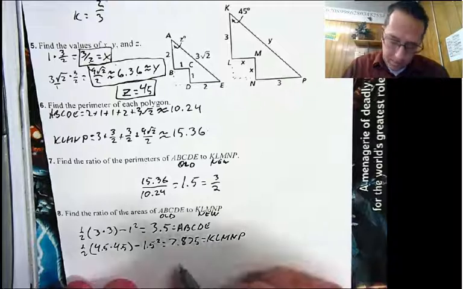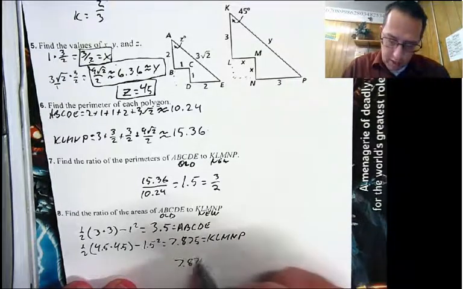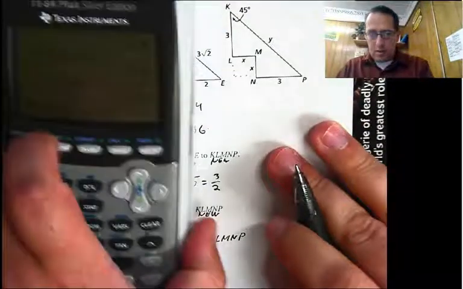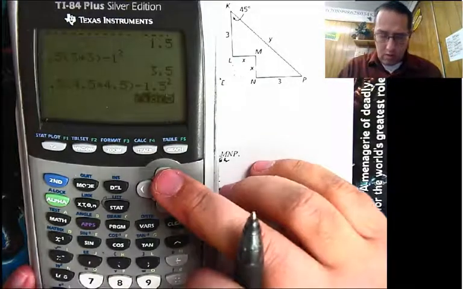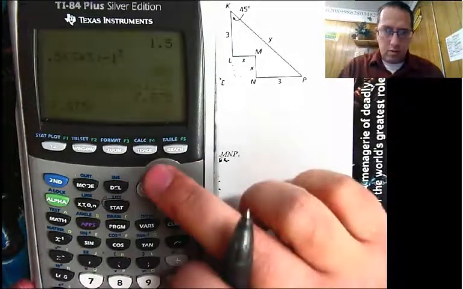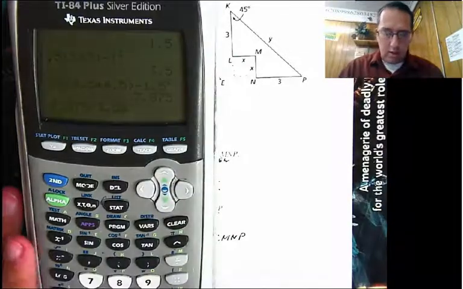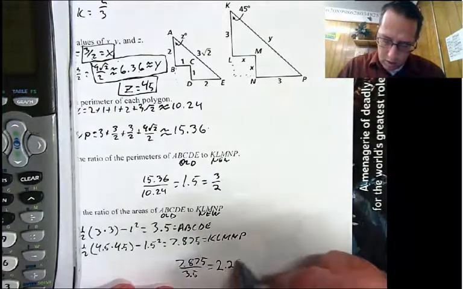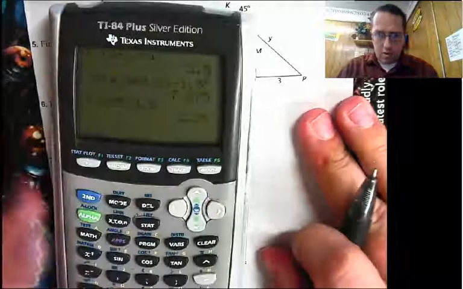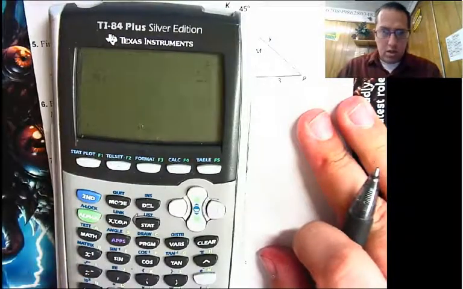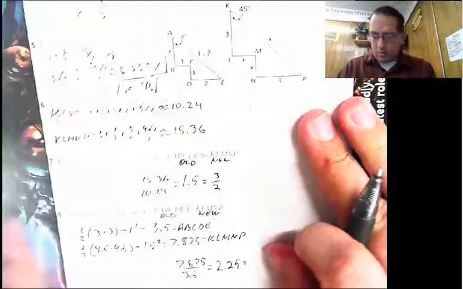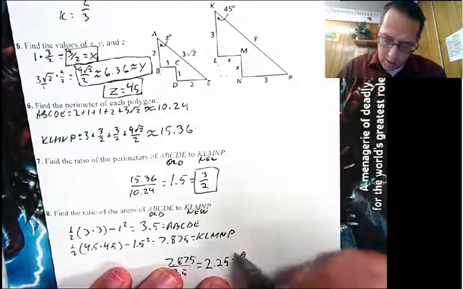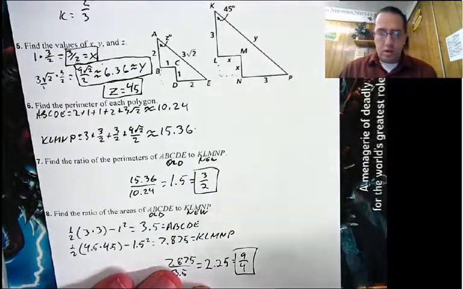Now let's put them in our ratio. New, 7.875 over old, which is 3.5, and let's see what we get. So, new over old, and we get 2 1/4. Just so this is in a fraction, just like all our other ones, let's see here, math frac, 9/4. Okay, so there's my answer here, here's my answer there.